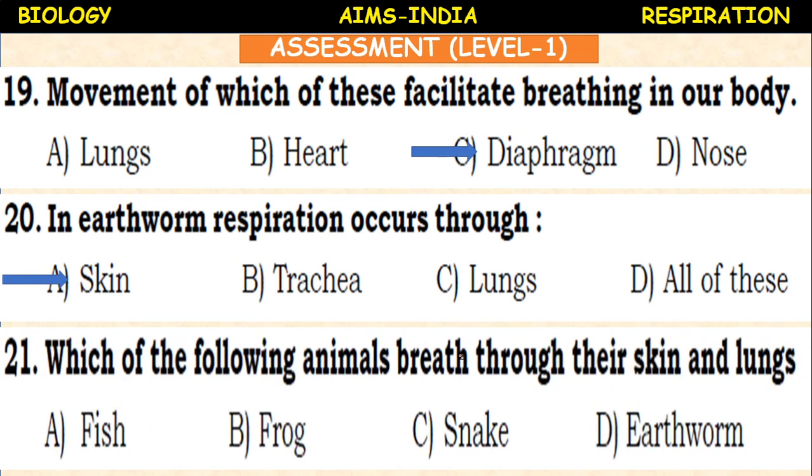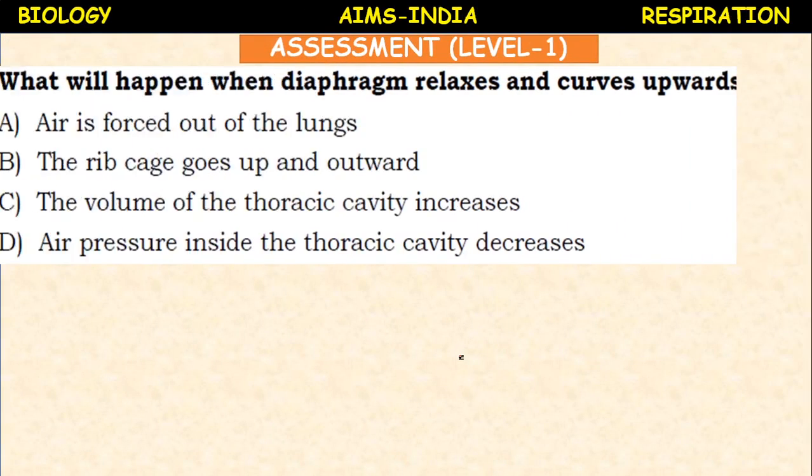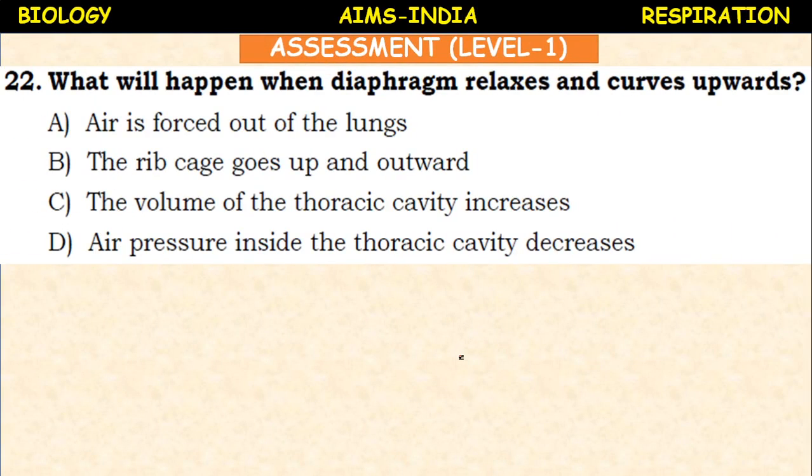Which of the following animals breathe through their skin and lungs? Amphibian, like a frog, respire through skin. What is the organ of respiration in fish? Gills. What is the organ of respiration in snake? Lungs. What is the organ of respiration in earthworm? Skin. But here the question is, which respires through skin as well as lungs? That is frog. That's why read the question, understand and then answer.